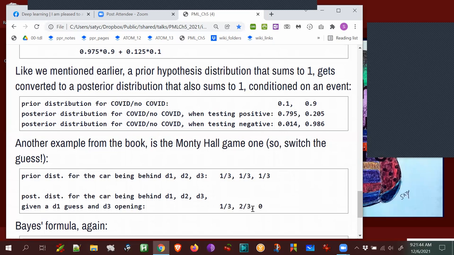So then the chance that the car could be behind door two should basically double really. And so your chances still were there. So therefore, compared to not switching, switching is actually a good thing. You're twice as likely to win the car. So you should switch. Therefore, once again, the prior probability was 1/3, 1/3, 1/3. The posterior, given the door opening, door three opening event, is 1/3, 2/3, 0, also adds up to one.